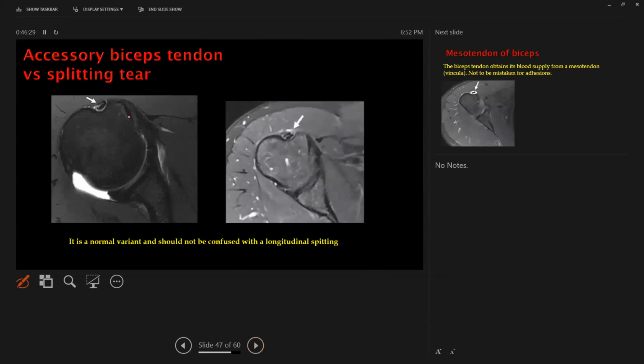Another anatomical variation which can be misinterpreted as biceps tendon tear or delamination is accessory biceps tendon. Some people have an accessory biceps tendon, which gives this kind of split appearance. Basically, the tendon itself is dark and nice, so there is no thickening or intrasubstance signal change within the tendon. You can see two split tendons. So this is accessory biceps tendon. But when you see actual delamination, you'll see that there's thickening of the tendon and there are intrasubstance signal changes, and there is some fluid in the tendon sheath as well.